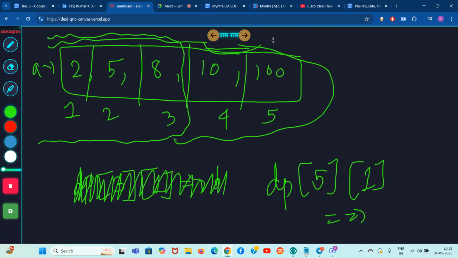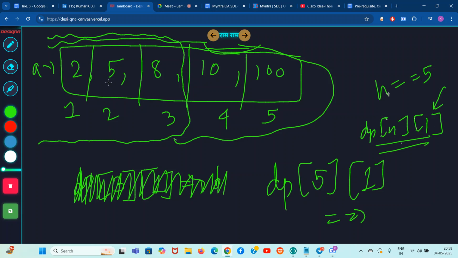dp[5][1] means what? The best answer if you consider the whole array. Let's say the array was of size 5, n equal to 5. So this is actually dp[n][1]. It is the best answer to the question if you consider the whole array and try to distribute one food. So you will take 2, 5, 8, 10, 100. Find the middle. 8 and 10 both are middle, or you keep it at 9 and try to calculate the cost: 9 minus 2 plus 9 minus 5 plus 9 minus 8 plus 10 minus 9 plus 100 minus 9. Done.